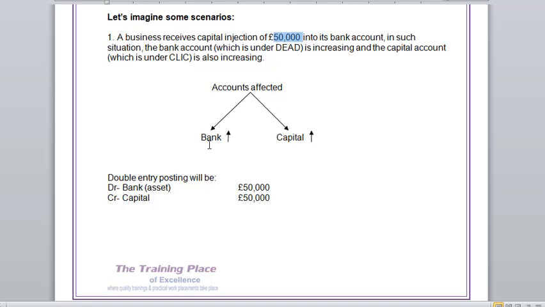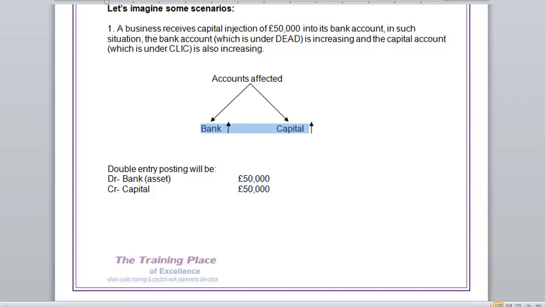And we know the two accounts are increasing. So we just put arrows in there. That means the bank is under DEAD: debit expenses, assets, and drawings. My bank is an asset, so I will debit bank because it is increasing. And I will credit capital. Capital is under CLICK: credit liabilities, income, and capital. Capital is increasing, so I will credit capital. And there is your journal. Debit bank, credit capital, £50,000.